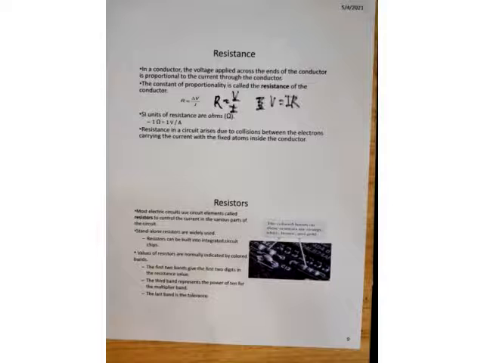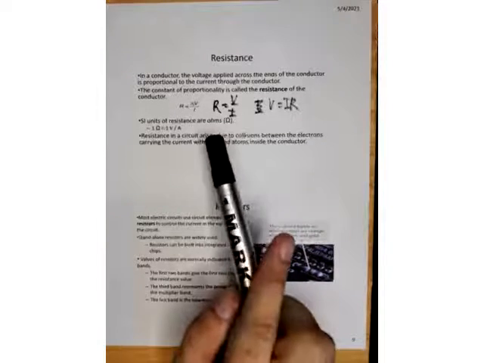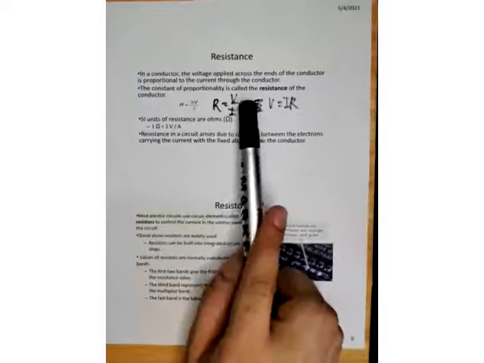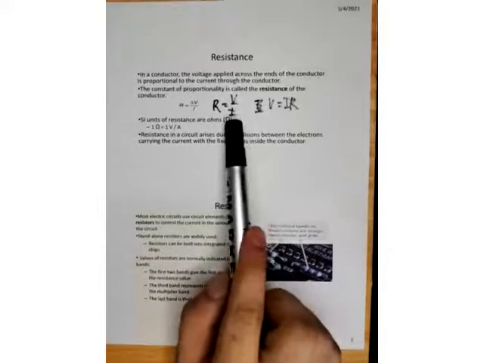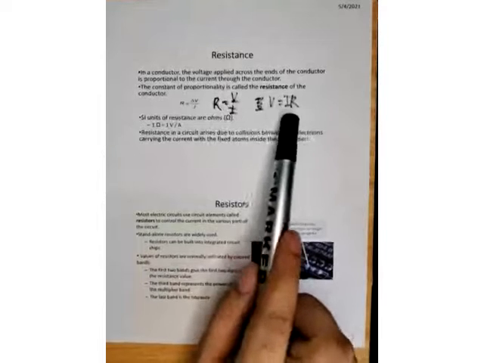So resistance in a circuit arises due to collision between the electrons carrying the current with the fixed atoms inside the conductor. So yan yung ating resistance. Okay, so that's the relationship of voltage to current. Or kung i-cross multiply natin itong relationship na to, V is equal to IR.